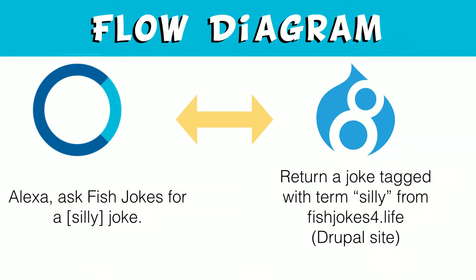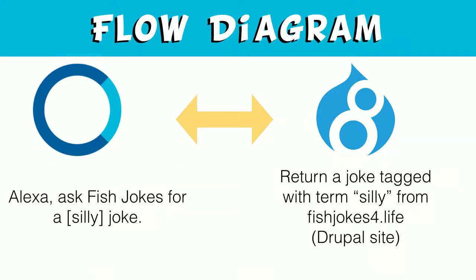So we can simplify this where we say, "Alexa, ask fish jokes for a silly joke." And I'm putting silly in brackets because that could be silly or nerdy or a fishing joke or a boating joke or whatever category that we have. So that's a placeholder for a category. And then Alexa is going to return a joke tagged with the term silly from our Drupal site, fishjokes4.life.